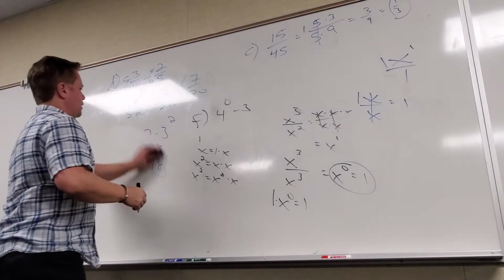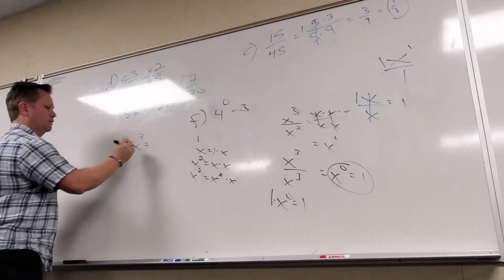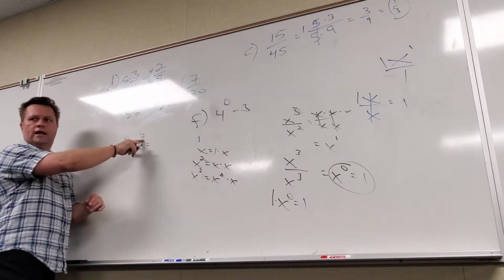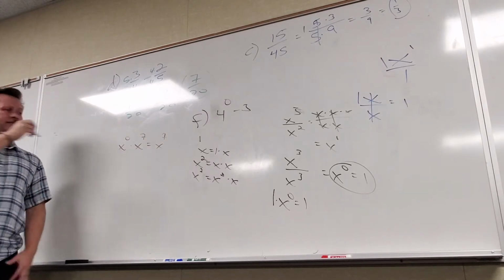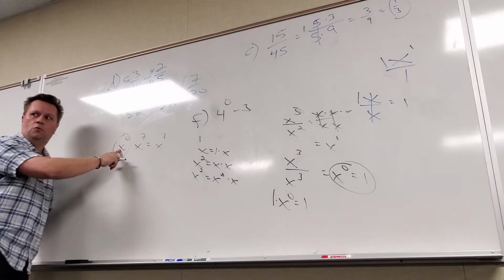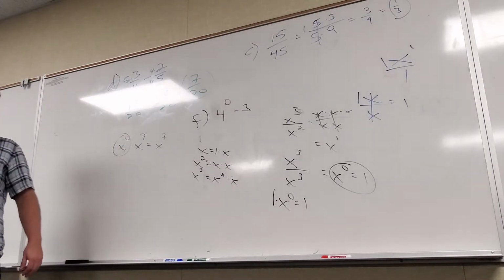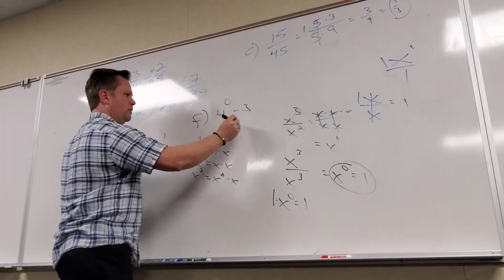So help me out. What is x to the 0 times x to the 7th? x to the 7th. What do you do with the powers? You just add them. And what's the only thing that I can multiply something by and it stays the same? 1. So that's another way to look at why something to the 0 power is 1. So what's 4 to the 0 power? 1.